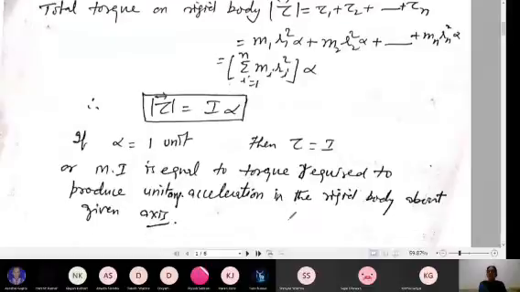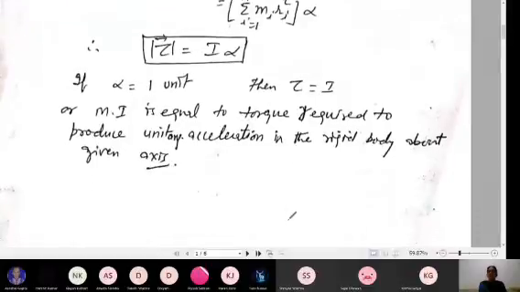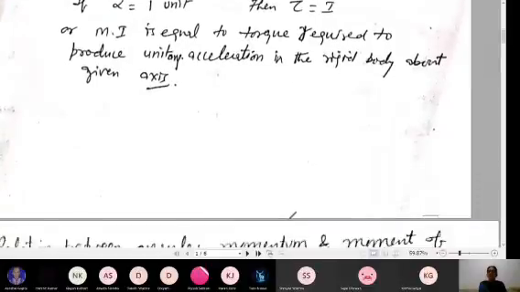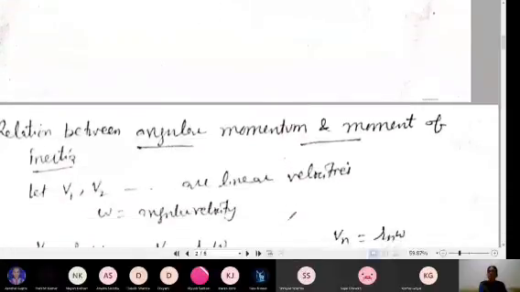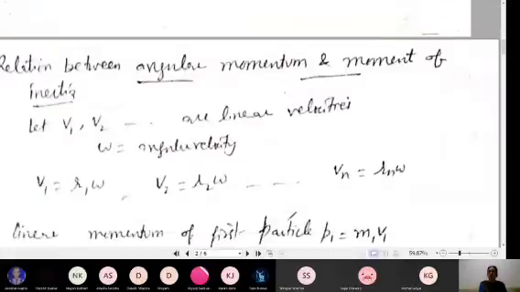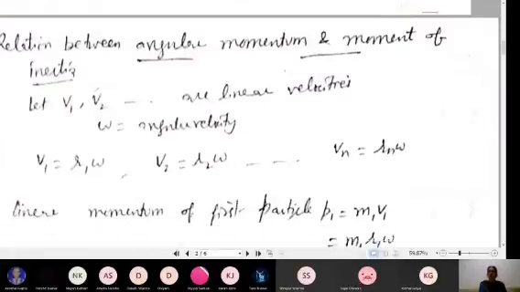So this is the relation which you have to simply get by the definition. On the same lines, you can find the relation between angular momentum and moment of inertia. So next is the relation between angular momentum and moment of inertia. Again, we are taking the rigid body. Same way, we make the body rotate about any given axis with angular velocity omega.